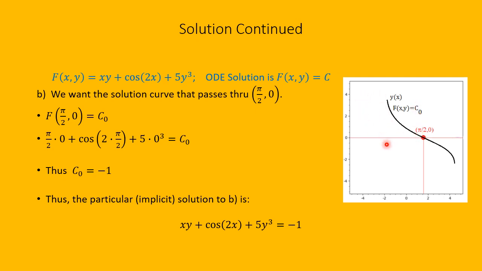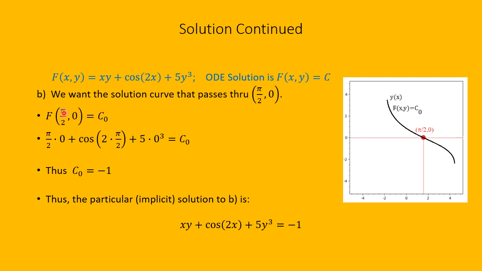This curve could go all over the place and not be the curve of a function. It might not pass the vertical line test, but hopefully a small piece of it would, and we can think of that part of the implicit solution curve as representing some function y of x. So we want a solution curve that goes through this point, which means that capital F(pi over 2, 0) has to be c naught.